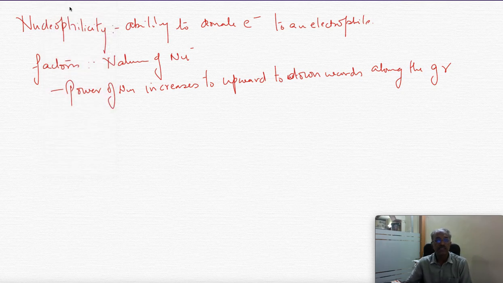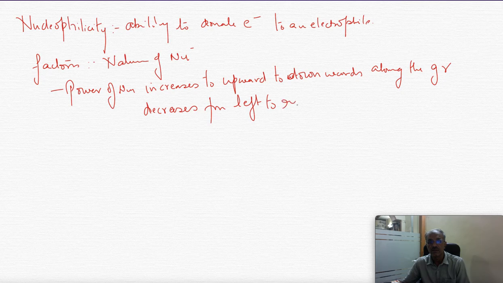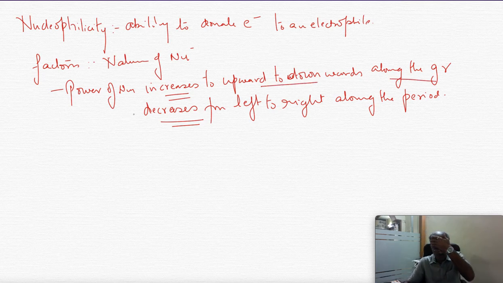Similarly, it decreases from left to right along the period. The power of nucleophilicity decreases from left to right and increases from top to bottom along the group.